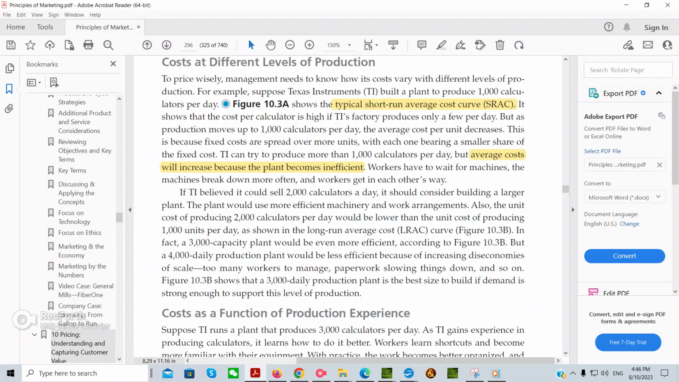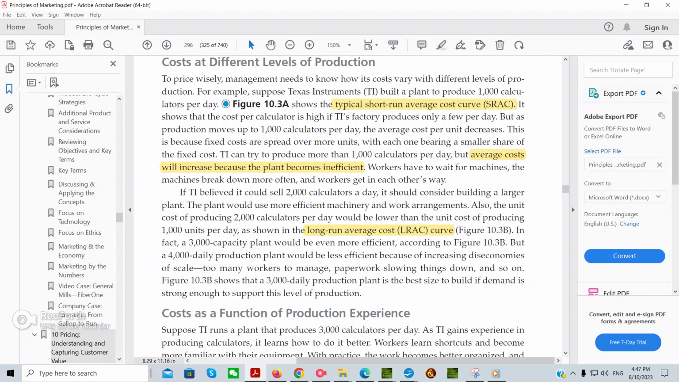Let's get the idea. You have a smaller plant, you produce fewer items, right? You can only sell as much as you can produce, right? If you're less efficient, the cost per unit increases, okay? Also, the unit cost of producing 1,000 units per day is shown as a long run average cost curve, just like this. It's basically like saying a rate of something.